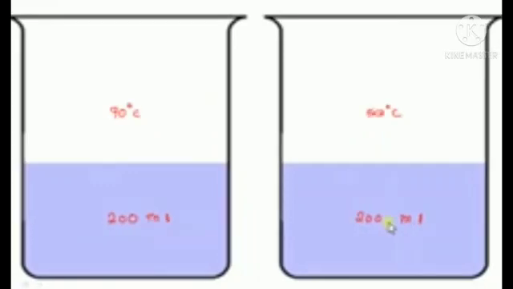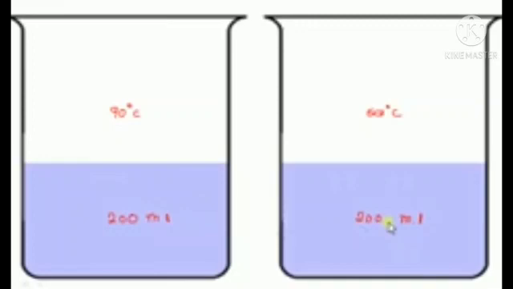Take one more situation. In this situation, take two beakers of the same size and pour 200 ml of water in each beaker. Now, heat the water in one beaker up to 90 degrees Celsius and the other to 60 degrees Celsius. Now mix the water from these two beakers in a large beaker. Dear students, what will the temperature of the mixture be?